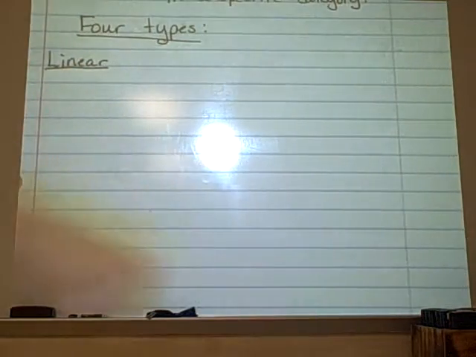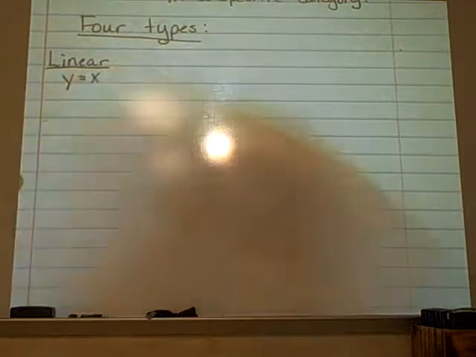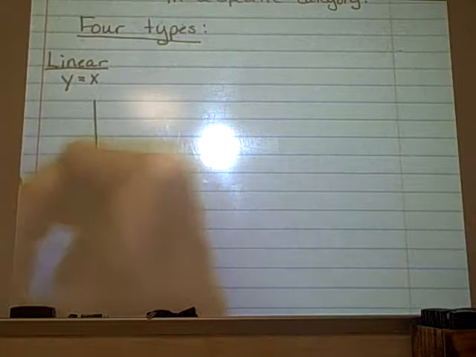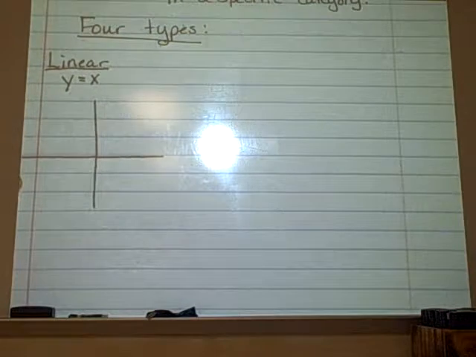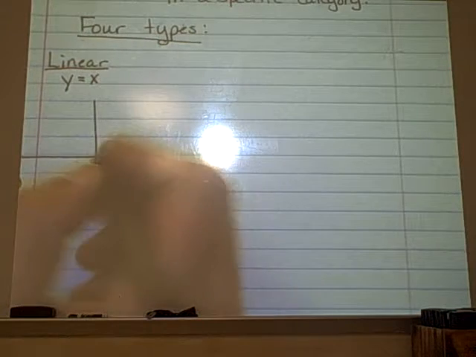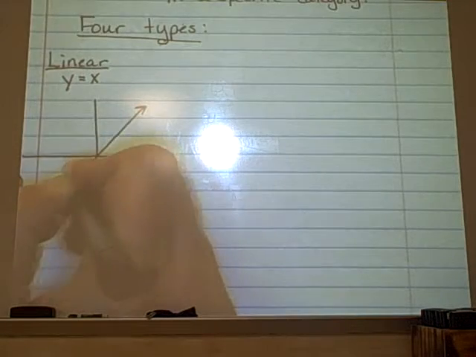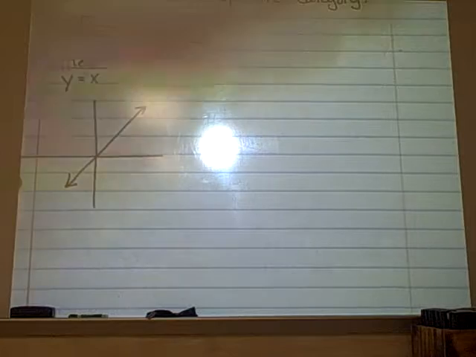Linear. The equation for a linear function is y equals x. It's a real basic equation. And here's what the graph looks like. So draw yourself a little graph here. The parent function doesn't start at 0, but it goes through the origin, which kind of makes sense because parents are usually the origin of the family. So it goes through the origin, and it's just a positive slope.